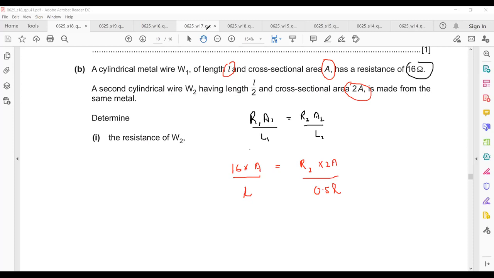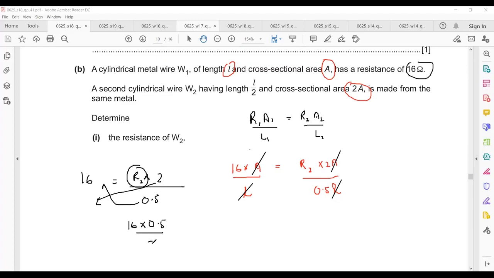Now, if I simplify, first I will cancel out the common factors. A is common on both sides, so A can cancel with A. L can cancel with L. So what I'm left with is 16 equals R2 multiplied by 2 divided by 0.5. But we want the resistance of the second wire, which we call W2. So 0.5 is divided on one side, on the other side it will be multiplied. And 2 is multiplied on one side, on the other side it will divide. So 16 multiplied by 0.5 divided by 2. 16 multiplied by 0.5 is 8, and 8 divided by 2 is equal to 4 ohms. So the final R2 is equal to 4 ohms. Is it clear? This part?